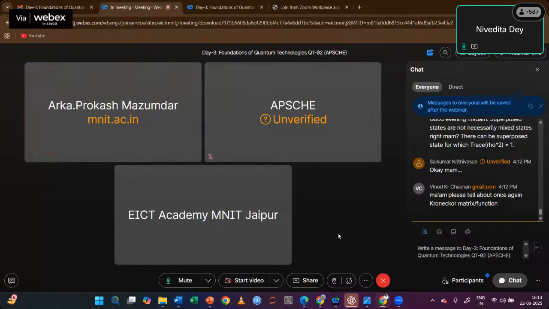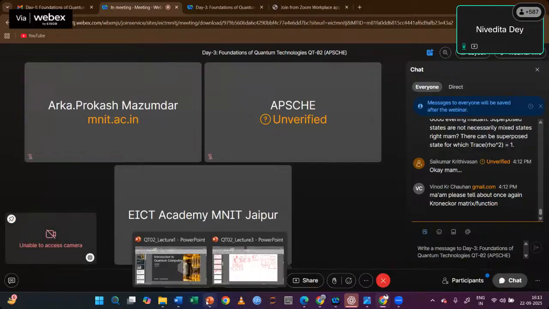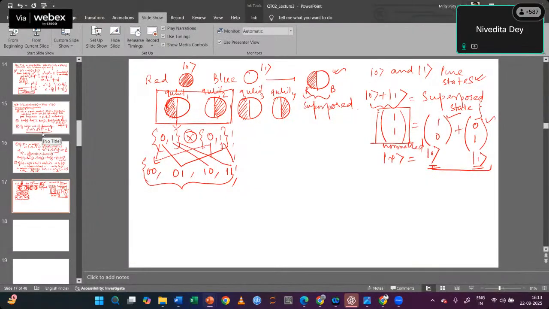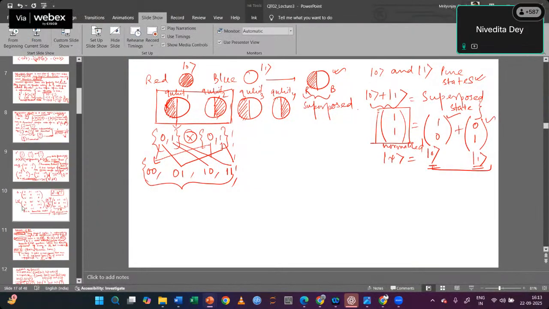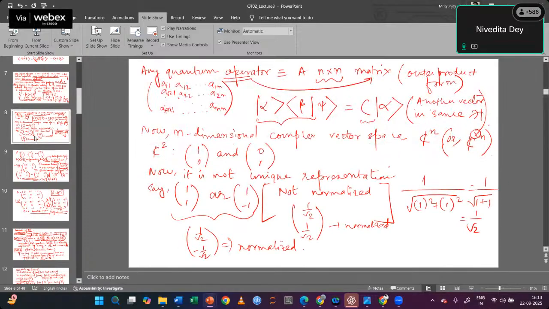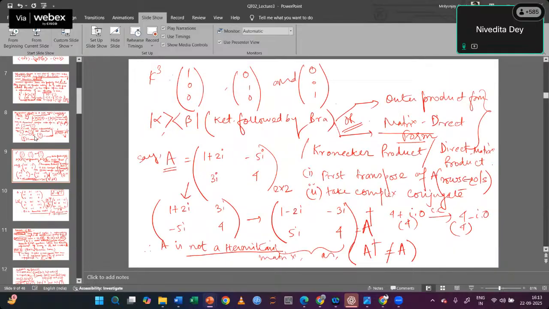I think the question is about the Kronecker function, matrix or function. Yes, that is just the name for the matrix Dirac form, the ket-bra notation that we talked about. That notation is actually known as the outer product form, or the matrix Dirac form, or also the Kronecker product. So the outer product form is the same name for the Kronecker product. They are the same thing.